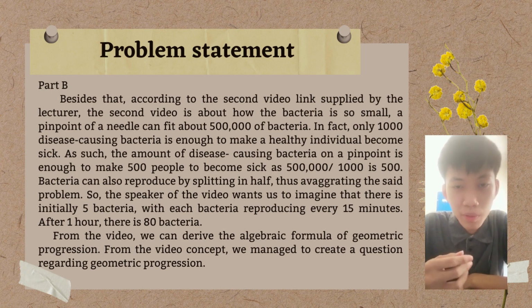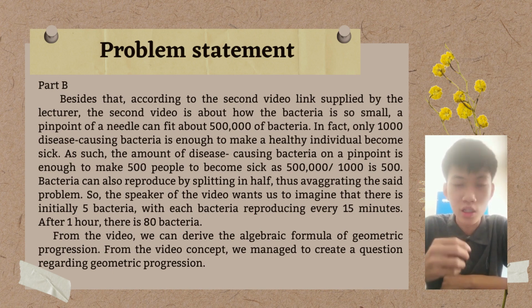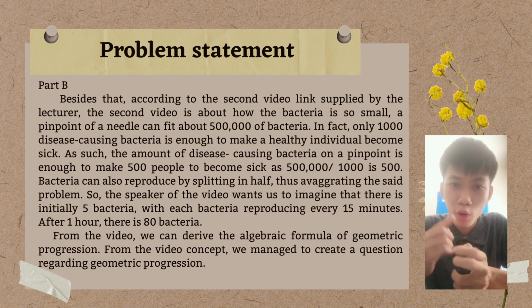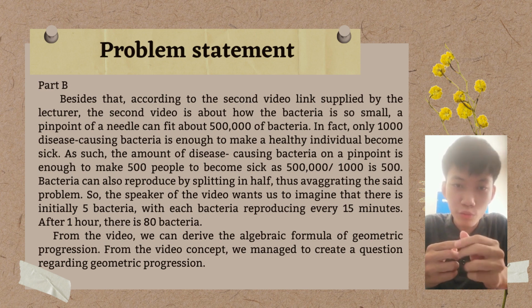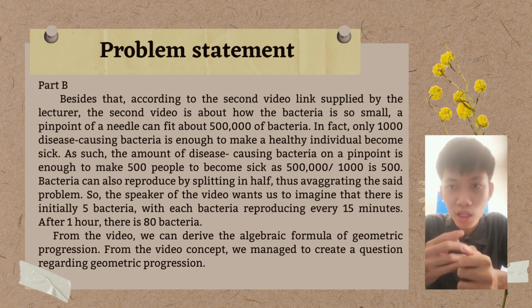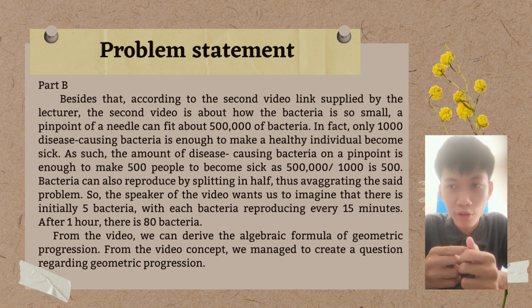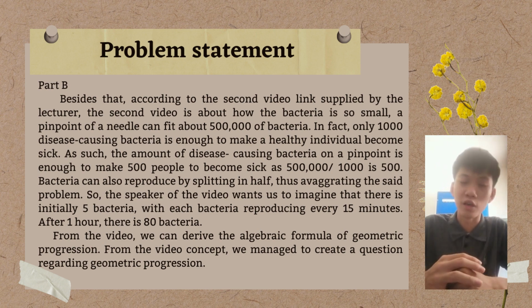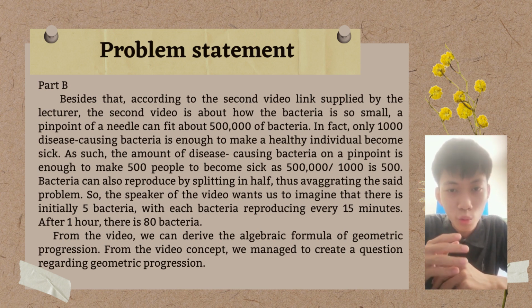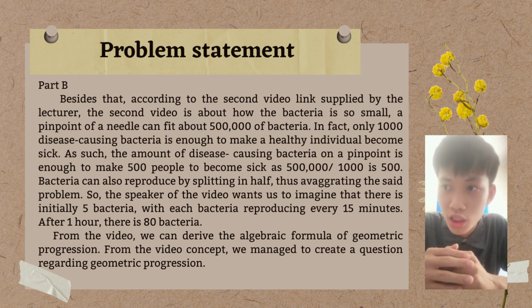Problem statement Part B. According to the second video link supplied by the lecturer, the video is about how small bacteria are. A pinpoint of a needle can fit about 500,000 bacteria. In fact, only 1,000 disease-causing bacteria are enough to make a healthy individual sick. As such, the amount of disease-causing bacteria on a pinpoint is enough to make 500 people sick, as 500,000 divided by 1,000 is 500.